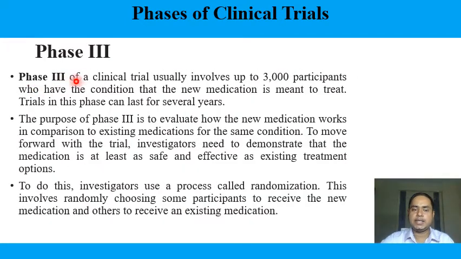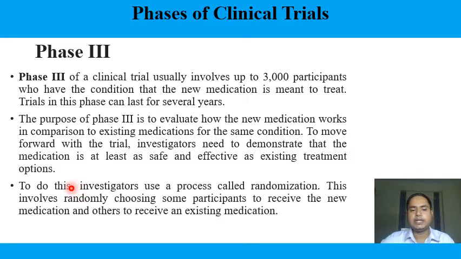Phase 3 trials of a clinical study usually involve up to 3000 participants who have the condition that the new medication is meant to treat. Trials in this phase can last for several years. The purpose of phase 3 is to evaluate how the new medication works in comparison to the existing medication for the same condition. To move forward with the trial, investigators need to demonstrate that the medication is at least as safe and effective as existing treatment options.